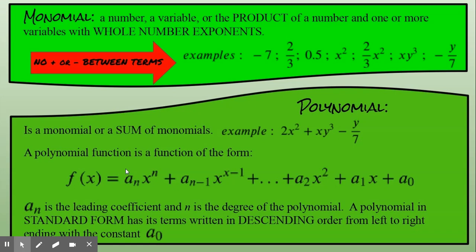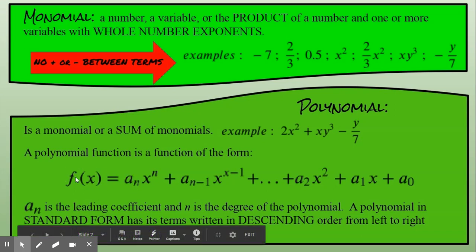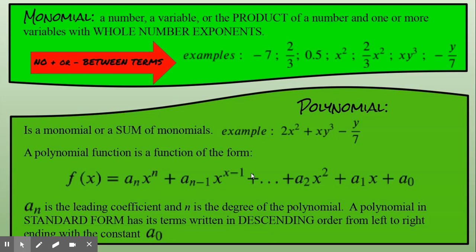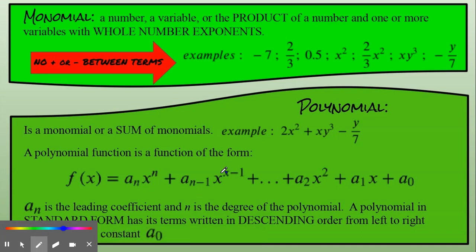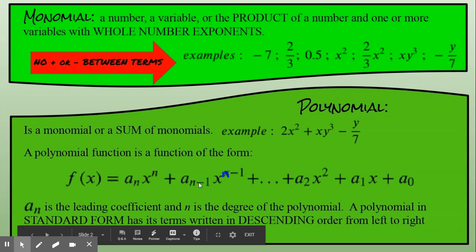So a polynomial function is in the form f of x, function notation. You could also see y equals a sub n x to the nth plus a sub n minus 1 x to the n minus 1. Actually, I wrote that wrong. Excuse me. Let me fix that. That should be n minus 1. So again, it's just going in decreasing order.